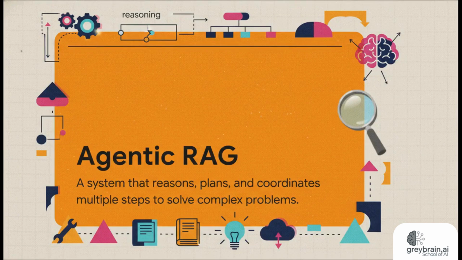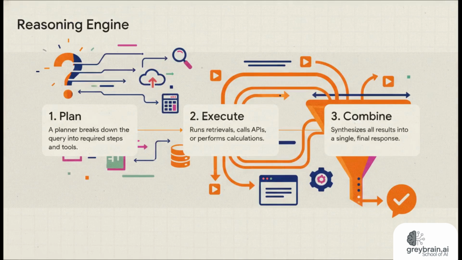And this is where things get really cool. It leads us to a much more advanced idea called agentic RAG. This is the point where the system stops being just a simple search and answer tool and becomes a genuine problem solver. It can actually reason about a query, create a plan, and use multiple tools to figure out the answer. So how does this reasoning engine actually think?